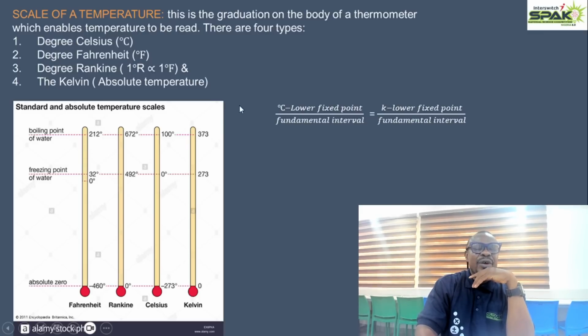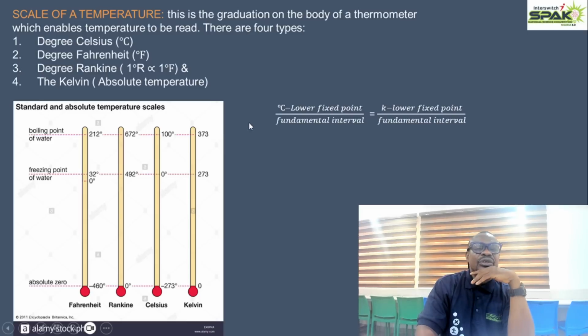Now here I have a very simple format for you to use. Degree Celsius, the scale, minus lower fixed point, all over the fundamental interval, equals Kelvin minus lower fixed point, all over the fundamental interval. You can equate it to Fahrenheit minus the lower fixed point, all over the fundamental interval. Then Rankine minus the lower fixed point, all over the fundamental interval, just like that. So if I'm given a scale in Fahrenheit to convert to degree Celsius, what do I need to do?